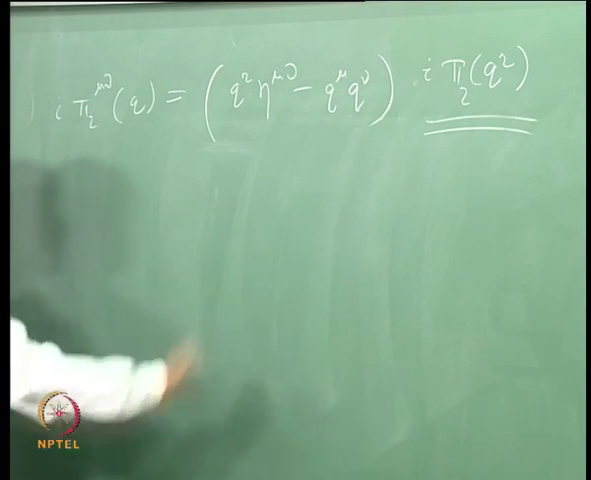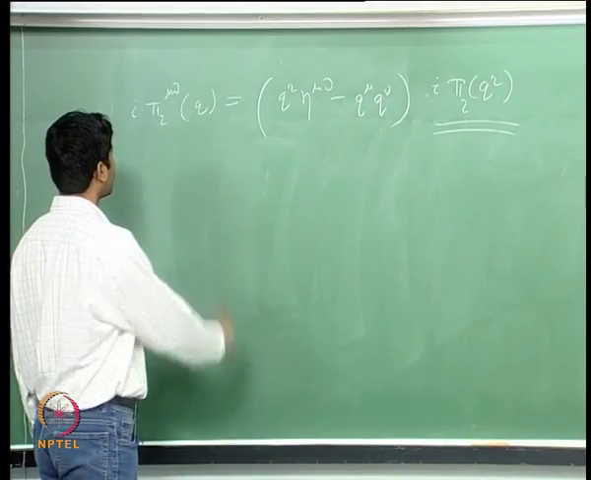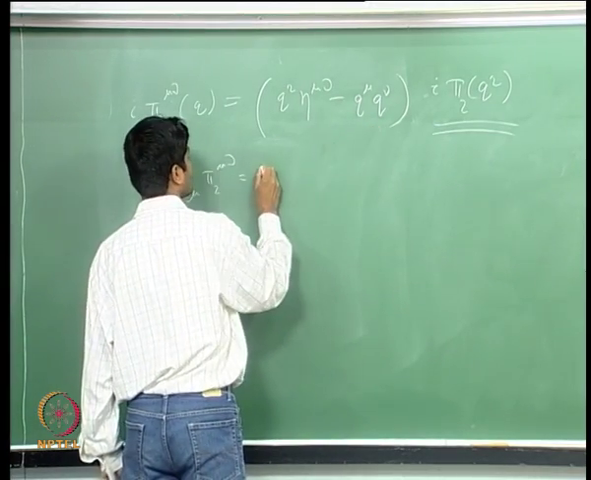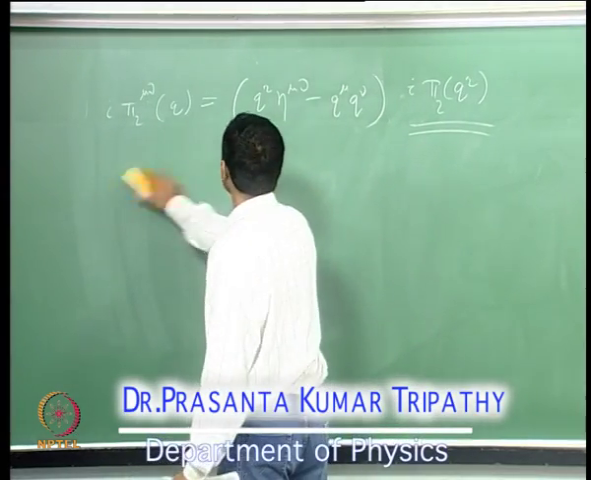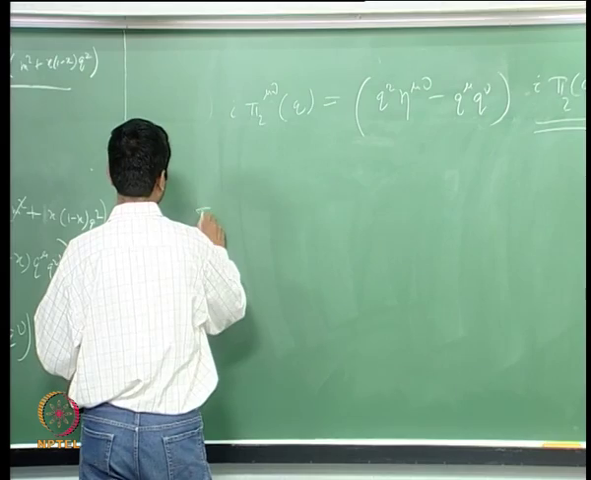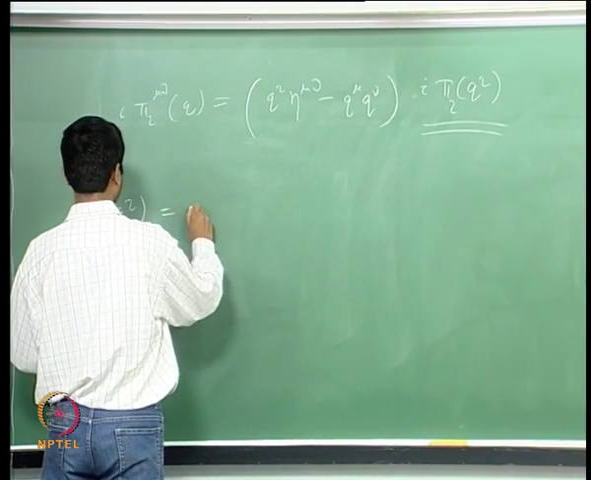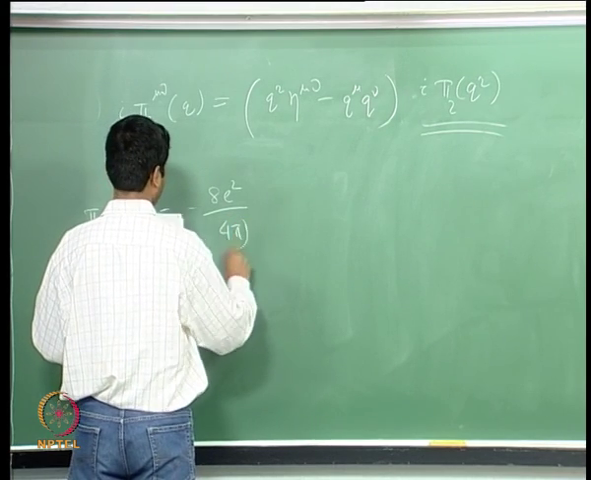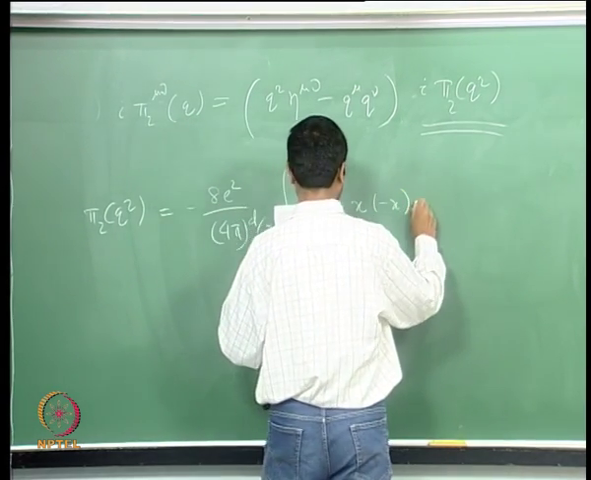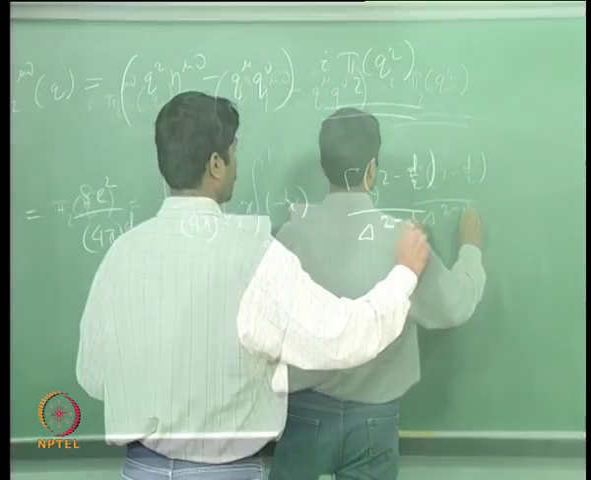So therefore, what we saw by doing dimensional regularization is that this pi 2 mu nu in fact satisfies the Ward identity. If you just take q mu pi 2 mu nu at the second order, because of the presence of this term here, it simply becomes 0. Of course, this piece here is divergent, but it's logarithmically divergent, and then we know what pi 2 of q square is. Pi 2 of q square, when I take all the factors into account, is simply given by minus 8 e square divided by 4 pi to the power d by 2 integral 0 to 1 dx x into 1 minus x times gamma of 2 minus d by 2 divided by delta to the power 2 minus d by 2.